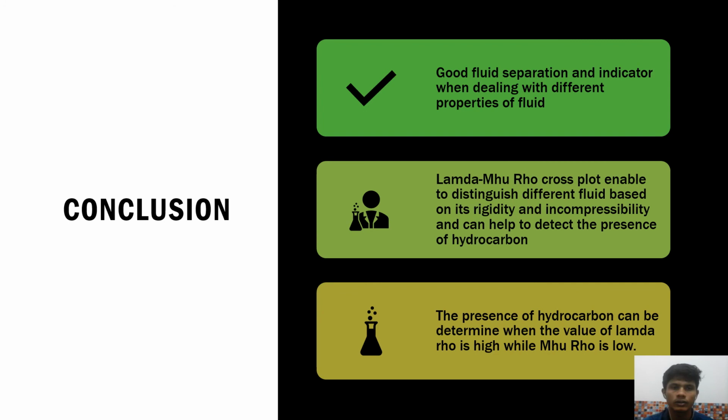There are three conclusions that can be made from this presentation. The first one is Lambda-Mu-Rho can be a good fluid separation indicator when dealing with different properties of fluid. The second conclusion is Lambda-Mu-Rho cross plot enables distinguishing different fluids based on their rigidity and incompressibility and can help to detect the presence of hydrocarbon. This is because each fluid, which is gas, oil and brine, consists of different rigidity and incompressibility. And the last conclusion is that the presence of hydrocarbon can be determined when the value of Lambda-Rho is high while Mu-Rho is low. So this is the conclusion from this presentation.